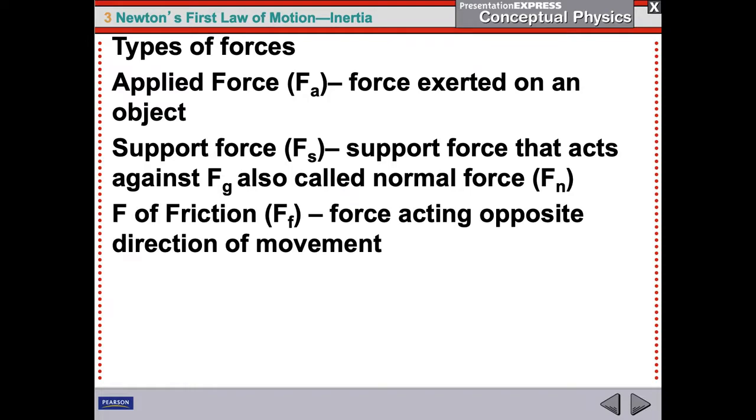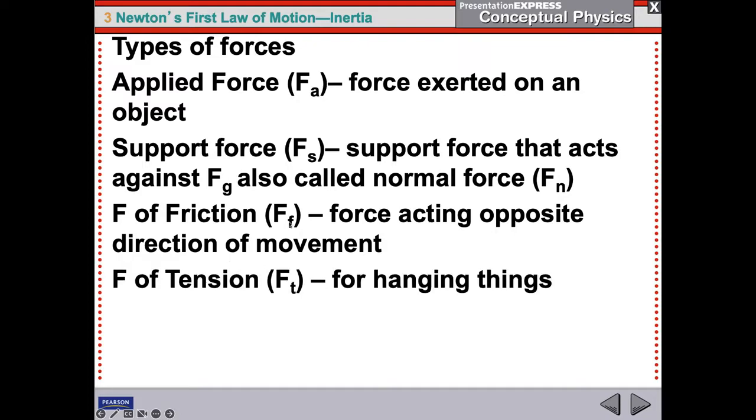You also have the force of friction, capital F with a little f, and that is a force acting opposite the direction of movement. We have friction because even the smoothest surfaces have little microscopic bumps, and when two objects are touching and sliding by each other, those bumps get caught on each other and slow both objects down.